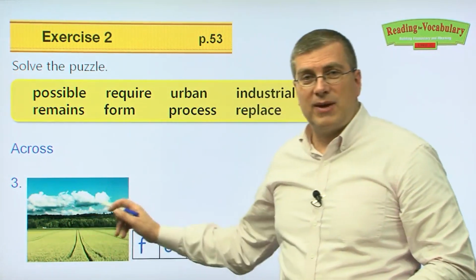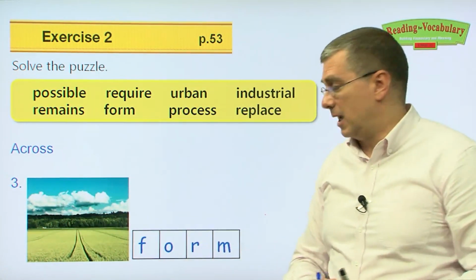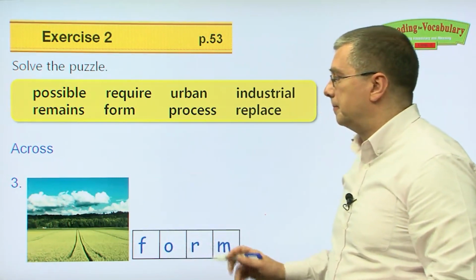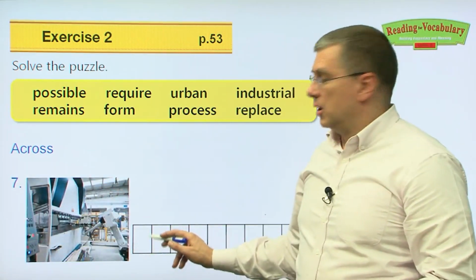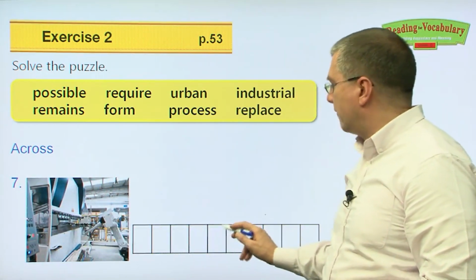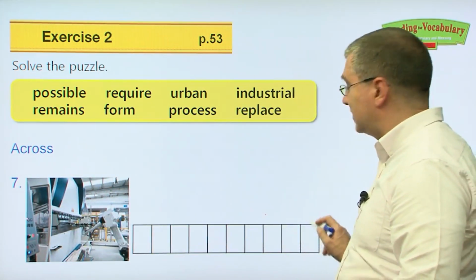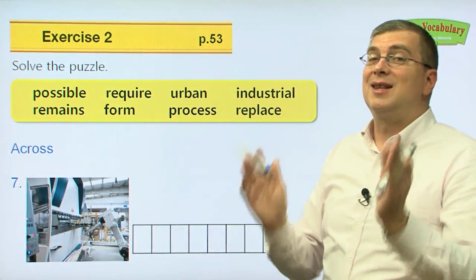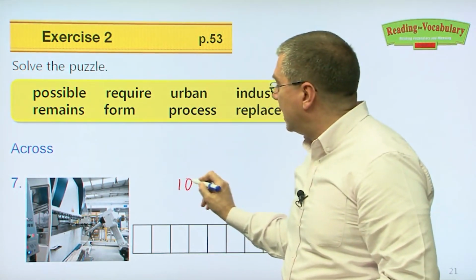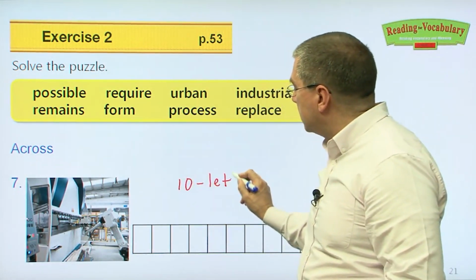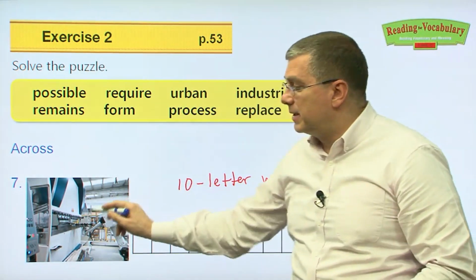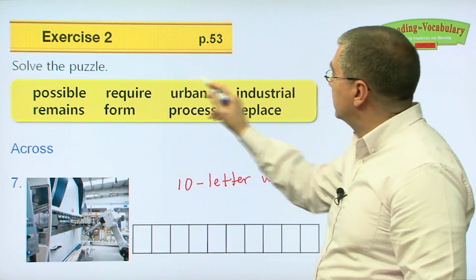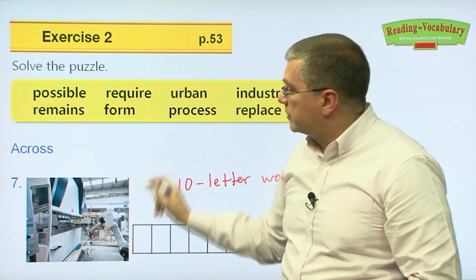So they form a field, or they form a landscape. To form. Okay, next one. Number 7. Oh my gosh. 1, 2, 3, 4, 5, 6, 7, 8, 9, 10. Whew. A 10-letter word. We're looking for a 10-letter word that goes with this picture. So which is a 10-letter word that goes with this picture?